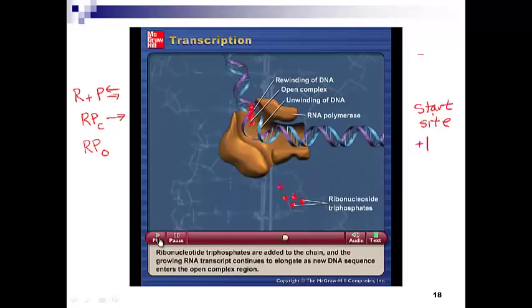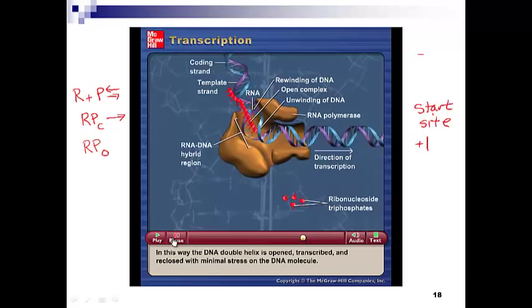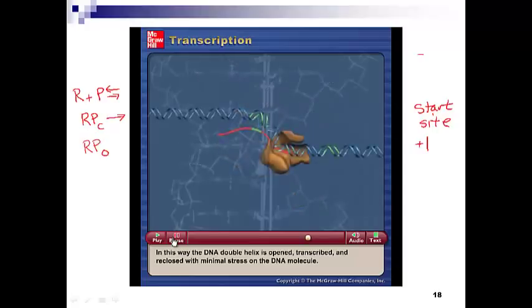Ribonucleotide triphosphates are added to the chain, and the growing RNA transcript continues to elongate as new DNA sequence enters the open complex region. The new RNA transcript initially forms an RNA-DNA hybrid complementary to the template strand, corresponding to the sequence of the coding DNA strand. In this way, the DNA double helix is opened, transcribed, and reclosed with minimal stress on the DNA molecule.